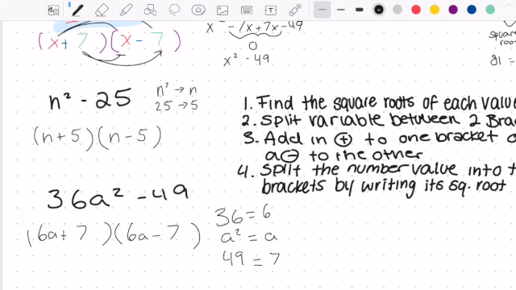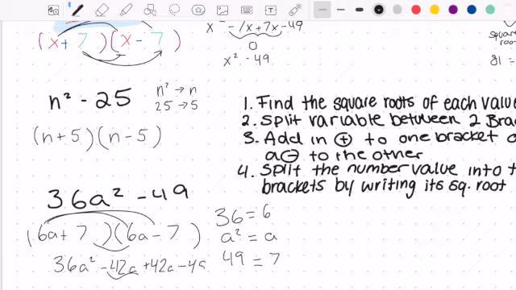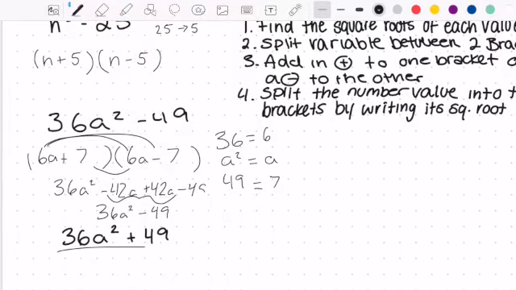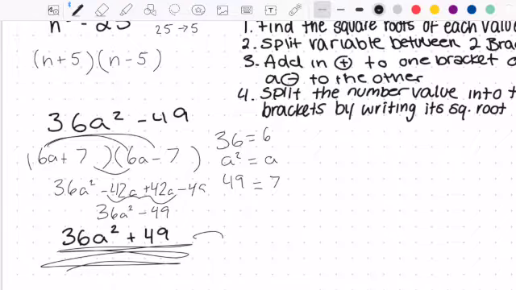So again, I will expand that one out for you. 6a times 6a is 36a squared, minus 42a plus 42a, and then minus 49. Again, those get simplified, and I am left with 36a squared minus 49. It does not work if there is an addition sign here. This cannot be factored, except for taking out a GCF.